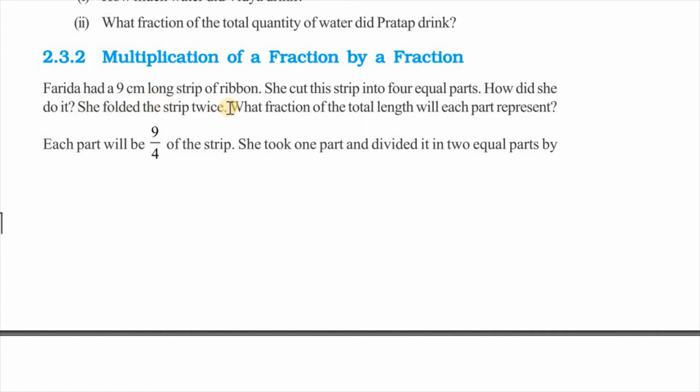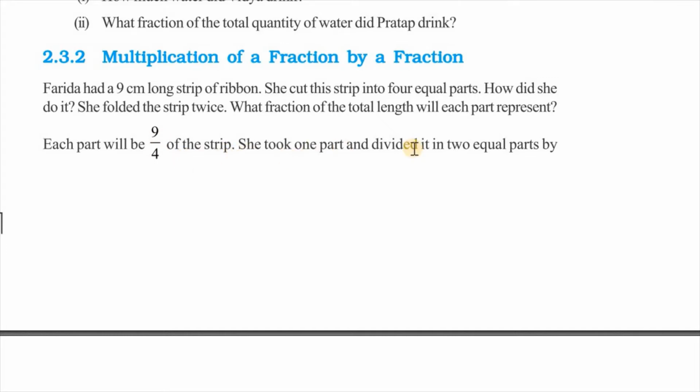So she folded the strip twice. Once she folds it from end to end, it becomes half. Then when she folds it the second time, it becomes 1/4 of the length of the original strip. What fraction of the total length will each part represent? Because it's 1/4 of the length, it is 9 times 1/4. 9 because the original strip was 9 centimeters in length. So each part will be 9/4 centimeters.